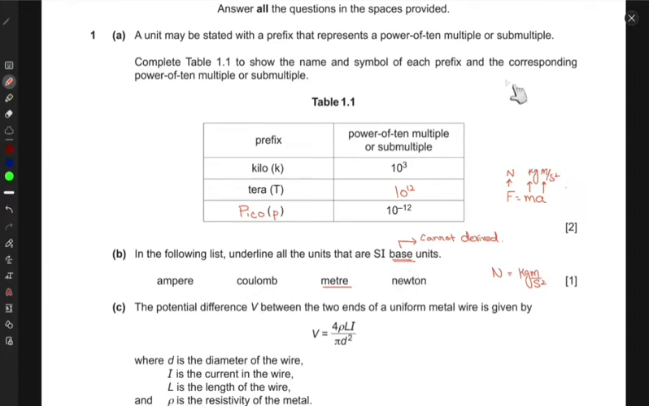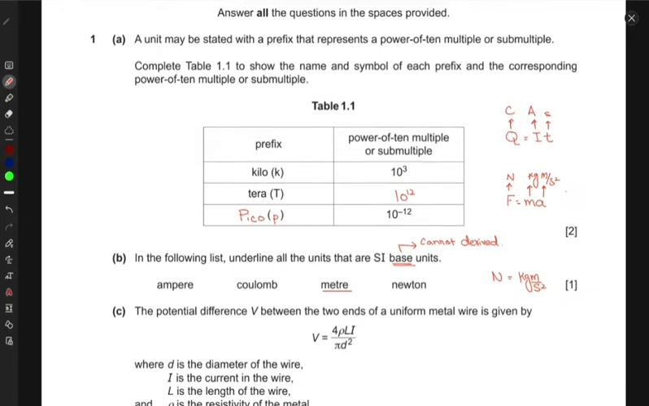What about coulomb? Coulomb is the unit for charge, and charge is defined as current multiplied by the time that the current flows. So time has a unit of seconds and current has a unit of amperes, and this gives charge a unit of coulomb. So coulomb is made up of these two units, so it is again not a base unit. Ampere is an SI base unit because current is a base physical quantity. So ampere and metre are your SI base units.